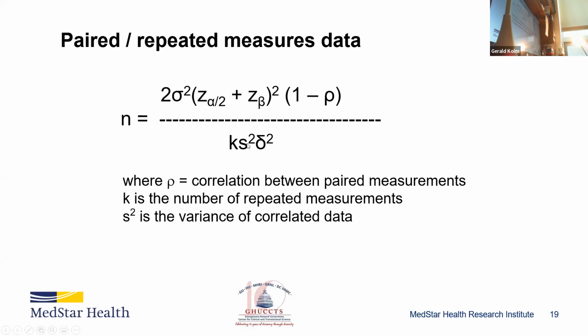S squared is the variance of the correlated data. And then again, the delta squared is our effect size. So you can see it's basically the same kind of formula, except now we need to add primarily the correlation between our paired or repeated measurements.